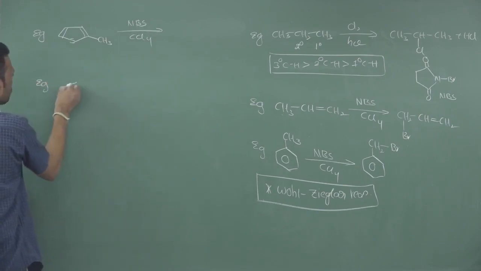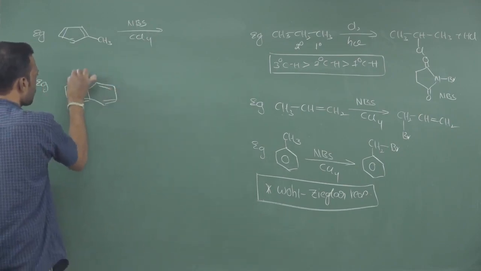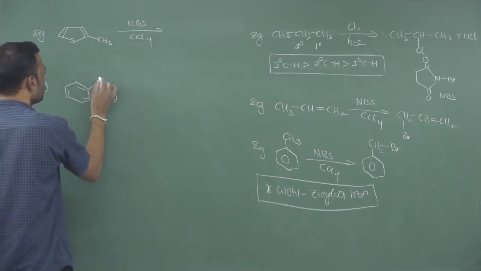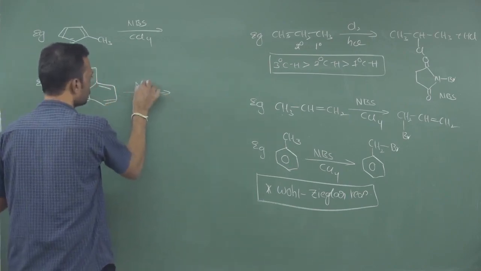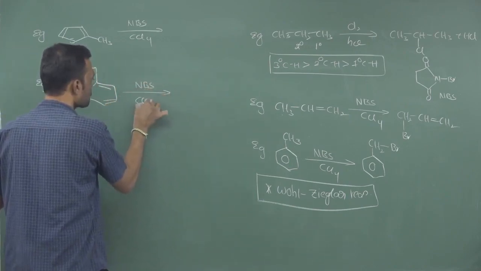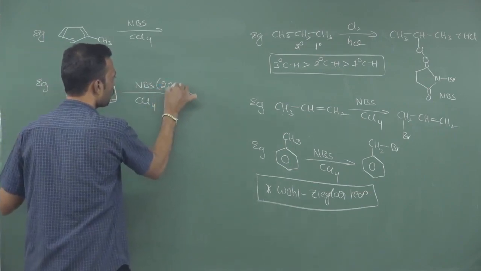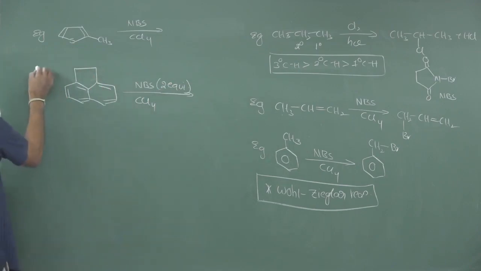NBS, CCl4. Now these are the two reactions which are asked in CSIR. So try to predict the answer. NBS, CCl4. Here they have given two equivalents. Sometimes they will give one equivalent or two equivalents like that. Use it two times. What is the answer? These two are CSIR questions.